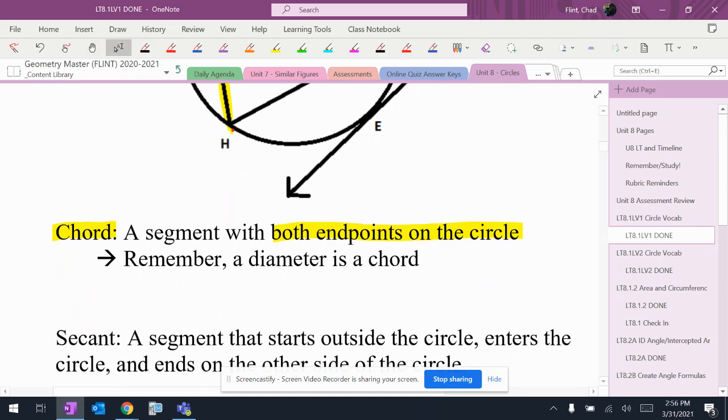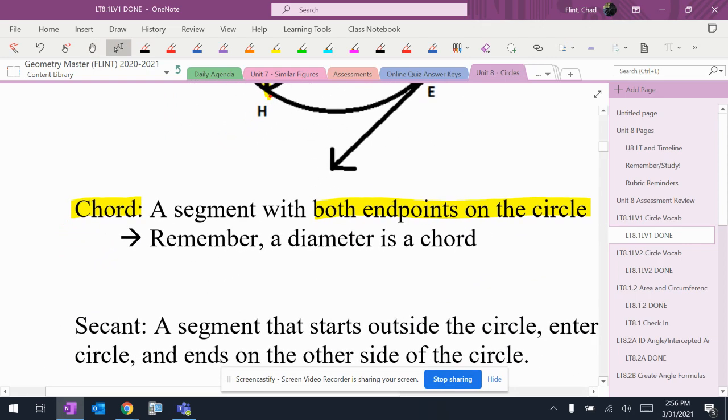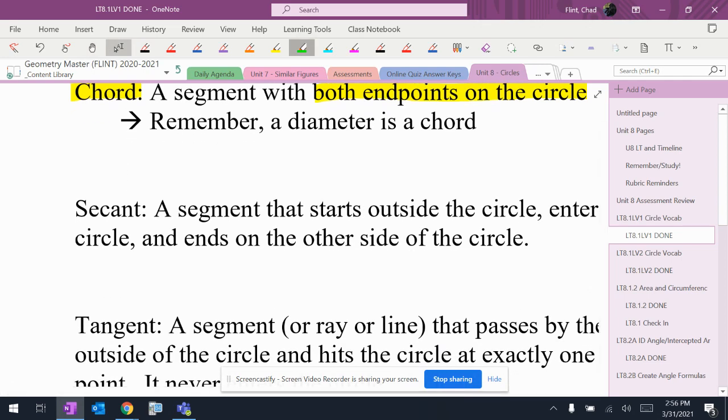And it reminds you right here that a diameter is a chord, and a diameter is the longest possible chord. Number two, secant. A secant is a segment that starts outside the circle, enters the circle, and ends on the opposite side.